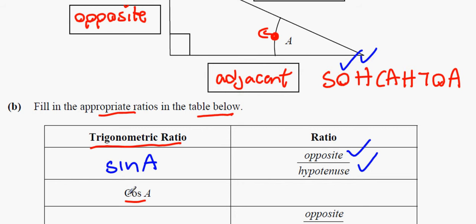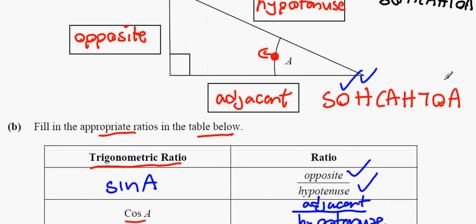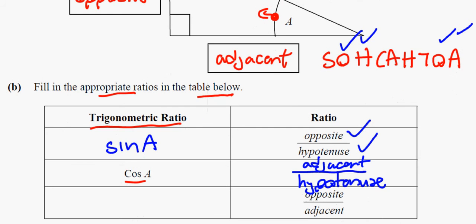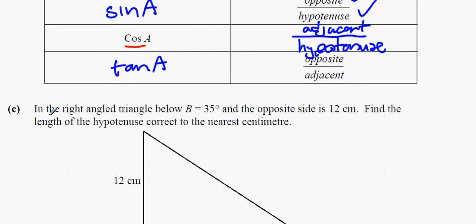Cos A, CAH, is adjacent divided by hypotenuse. So this one here is going to be adjacent divided by hypotenuse. Okay. And finally, opposite over adjacent would be TOA, O and A. So opposite over adjacent will be tan A. In the right angled triangle below, once again remember, SOH CAH TOA applies because it's a right angled triangle.